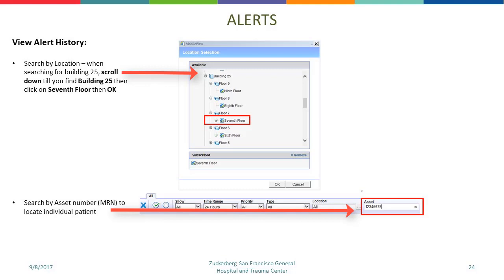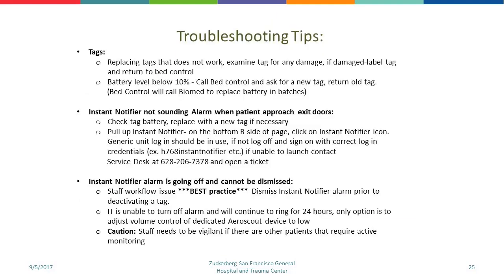Troubleshooting tips. For tags, examine tags for any damages. Label as damaged if noted, and return to bed control. Battery level below 10%: call bed control for a new tag, and return the old tag to them.